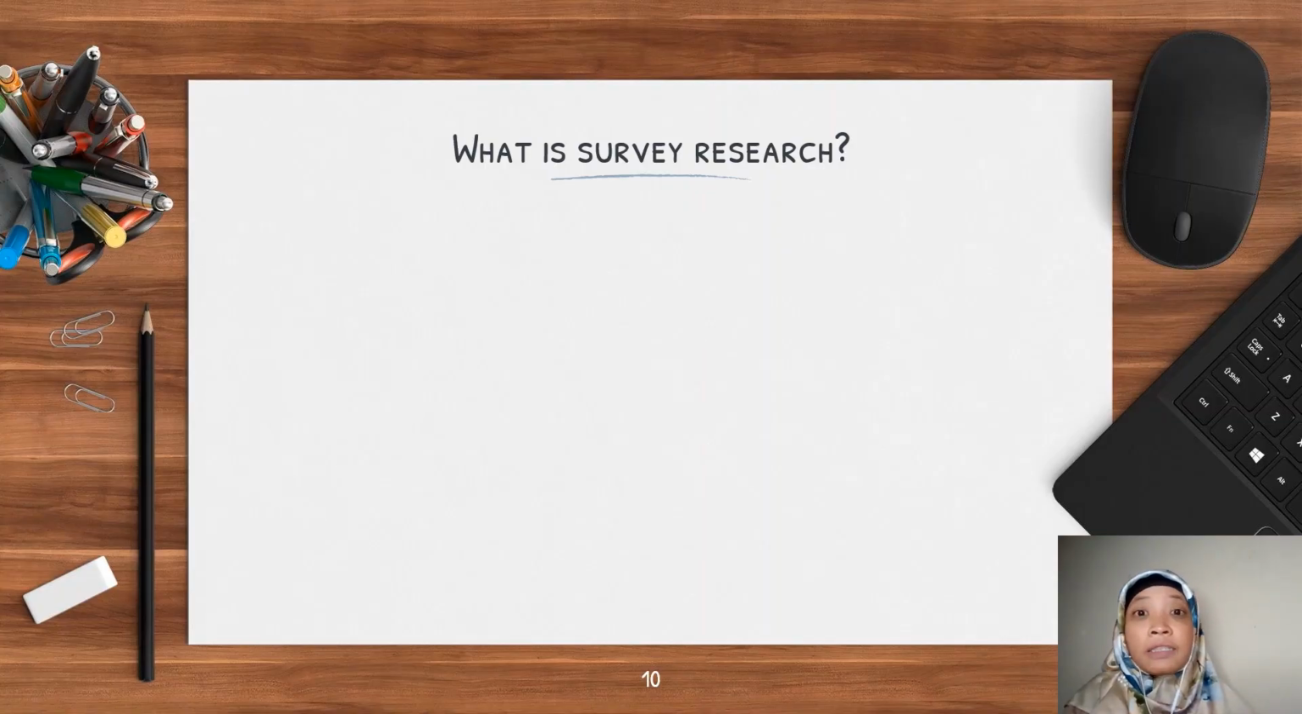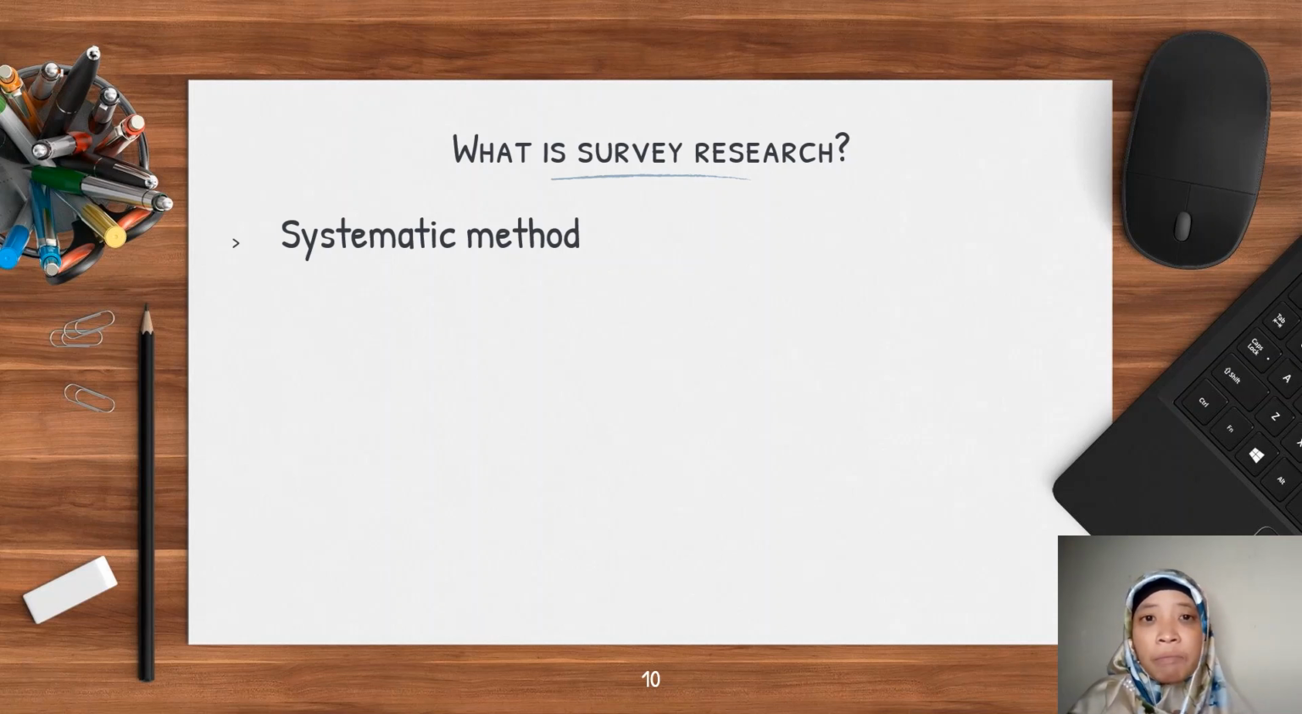There are several characteristics of survey research. First, yes, it has to follow a systematic method. So we have to have a procedure of data collection. Why do we need a systematic method?